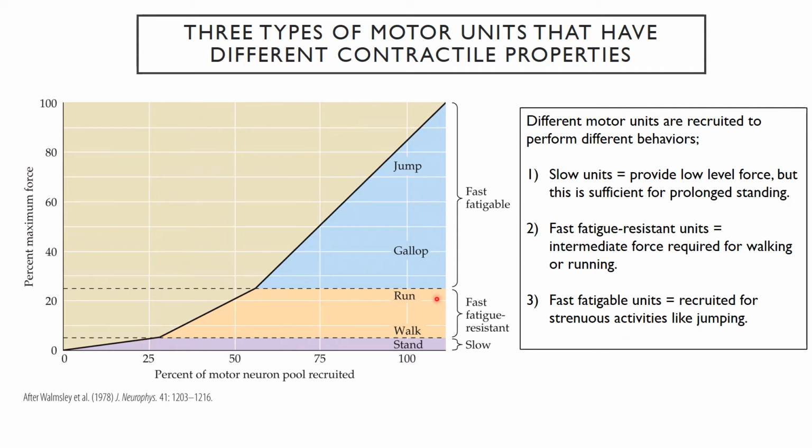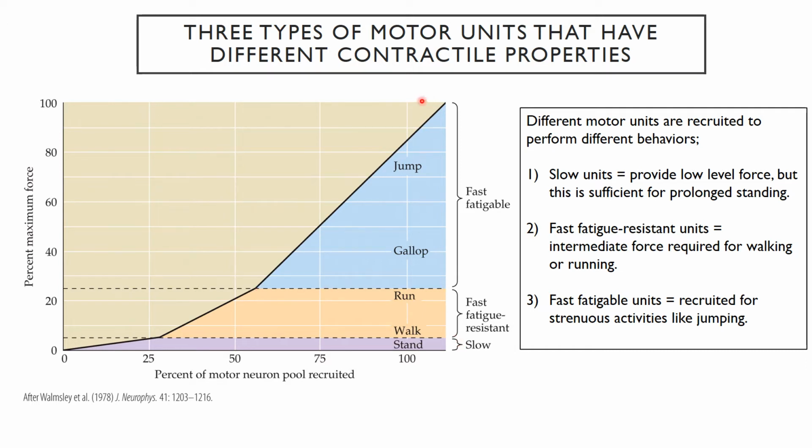Then when you start to do relatively simple behaviors like running or walking, moving up to running, this is when you start using the fast fatigue resistant motor units. So we can walk for a good long time. You can walk for hours and hours. Running, some of us can run for hours and hours. I can't, but some of us can. And that's because you're generally using your fast fatigue resistant motor units to do that.